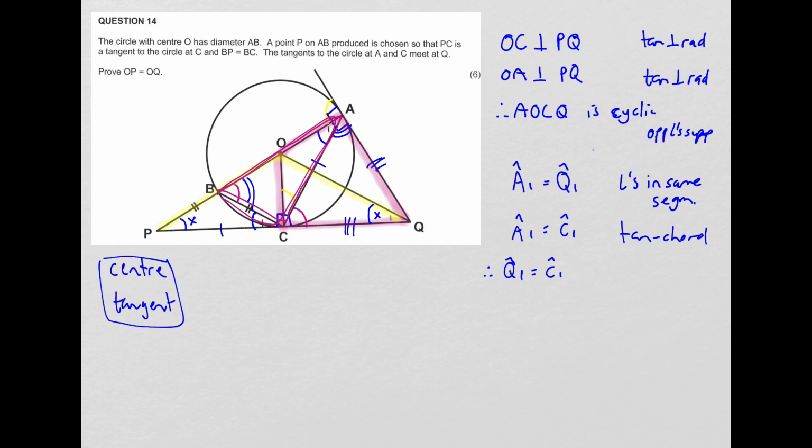Okay, but we also know that P is equal to C1, and that's isosceles triangle, we know that that's equal because the lines are given as equal. So we can then make the conclusion that if Q1 equals C1 and P equals C1, that therefore P equals Q1, and you don't need a reason. But if P equals Q1, that means that therefore OP equals OQ, and that's the proof. And the reason is angles opposite equal sides, or isosceles triangle. Okay, I hope that helps.